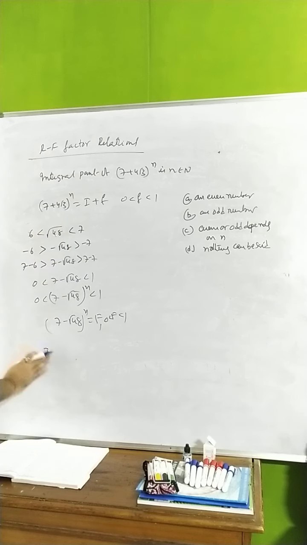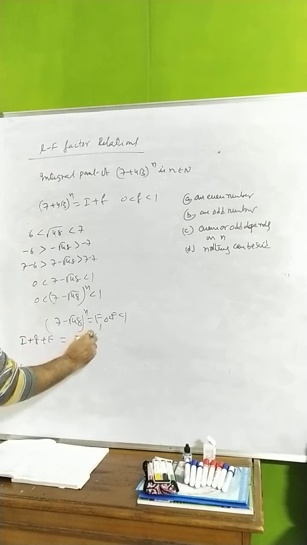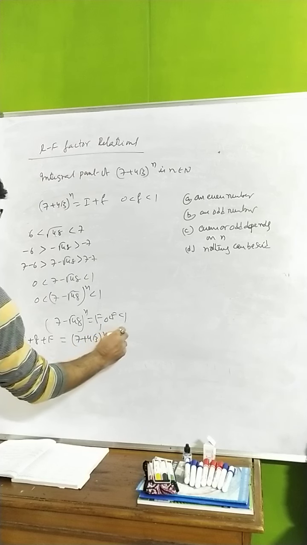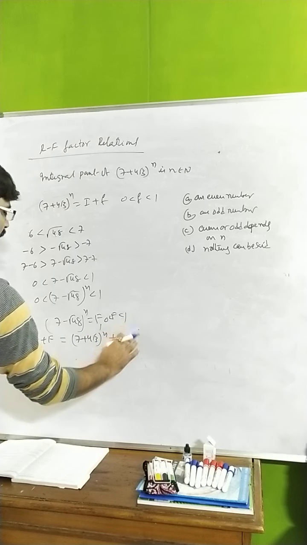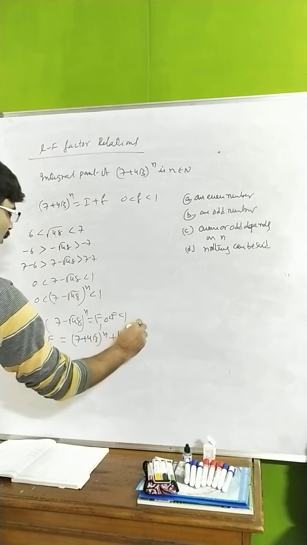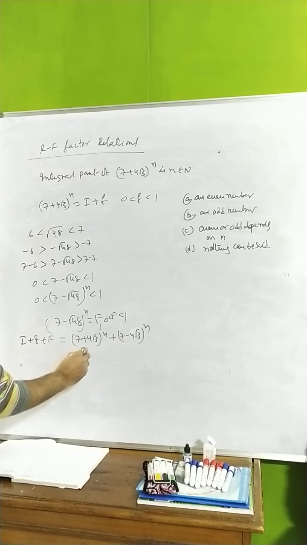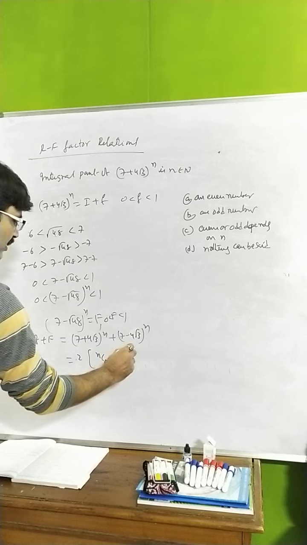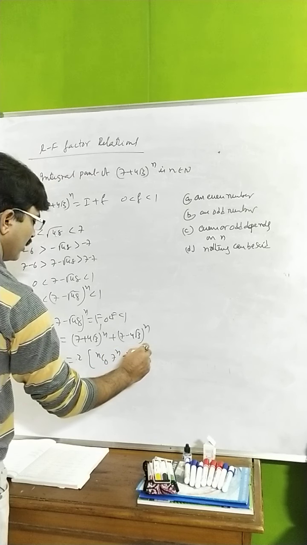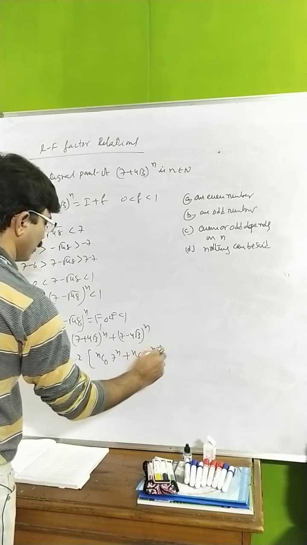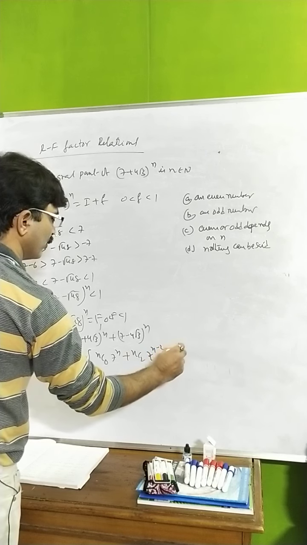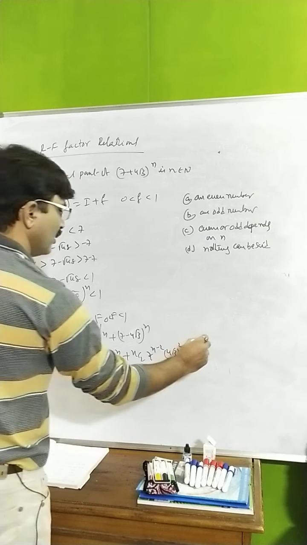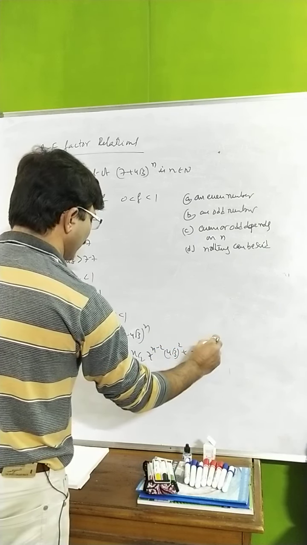You see here I am adding like this, I plus f plus capital F, that means (7 + 4√3)^n and (7 − 4√3)^n is there. Now while adding, each term is repeated twice: nC0 7^n, nC2 7^(n−2) (4√3)^2, like this we have. It depends on the n, we will get the value.